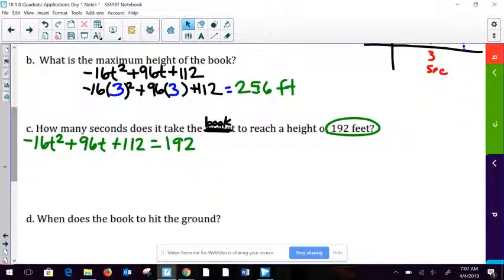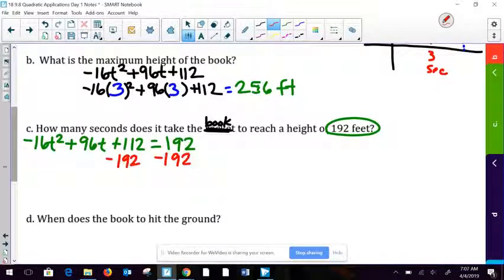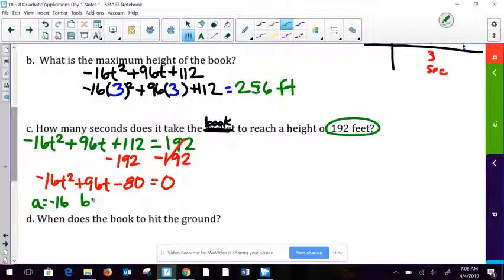So how do I move that 192 to the other side? Good job. I'm going to subtract it. So when I do that, I get negative 16t squared plus 96t. What is 112 minus 192? Good, 80, but negative. So minus 80 equals 0. Now that I have my equation equal to 0, I can identify my a's, b's, and c's. So a is equal to negative 16, b is equal to 96, but now c is equal to what number? Good, negative 80.